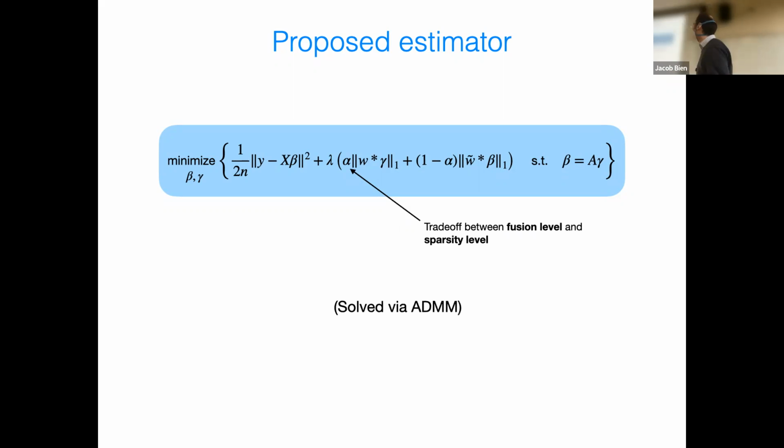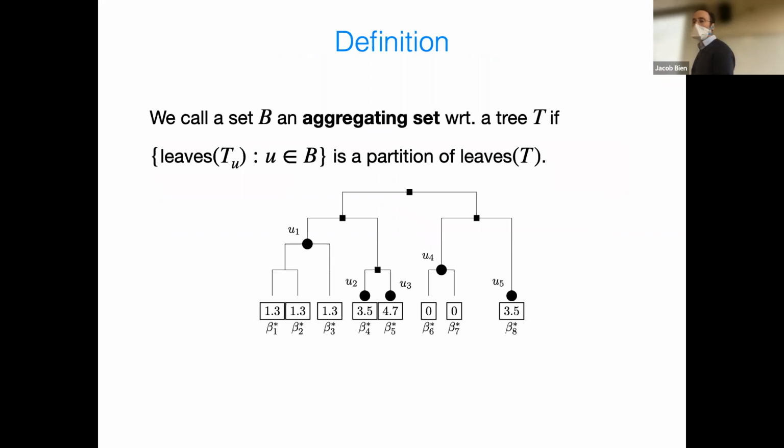Okay, so to solve this, we use ADMM, the alternating directions method of multipliers. And for the purpose of this talk, I'm going to skip that. In fact, I should start going much faster if I want to talk about things beyond regression. So we do try to say something on the theory side about this estimator.